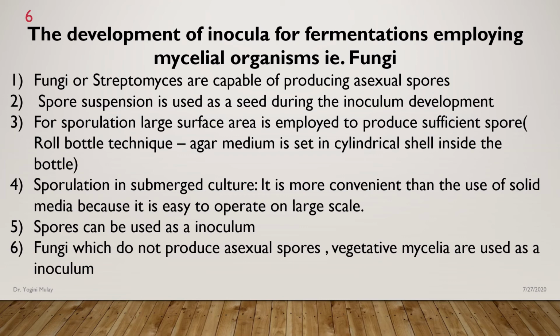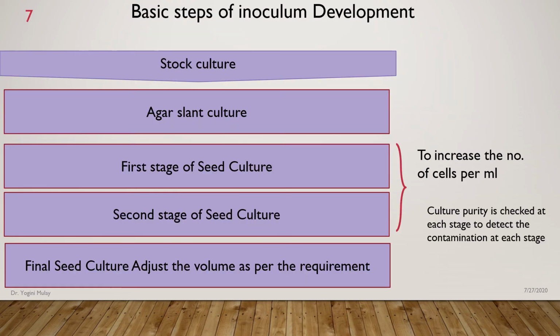And there are some fungi which do not produce asexual spores. In this case, the vegetative mycelia are used as an inoculum, and therefore you have to design the medium which will support the growth of vegetative mycelia, and use that vegetative mycelia, consider it as a subculture, and use this subculture for every new fermentation batch. Then this is the first stage of seed culture.